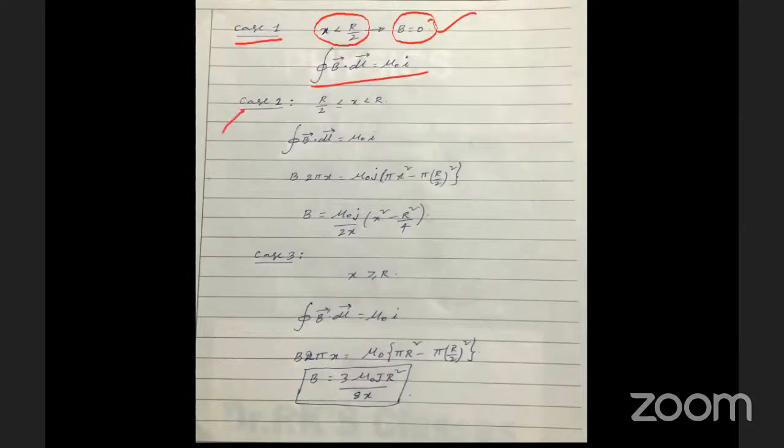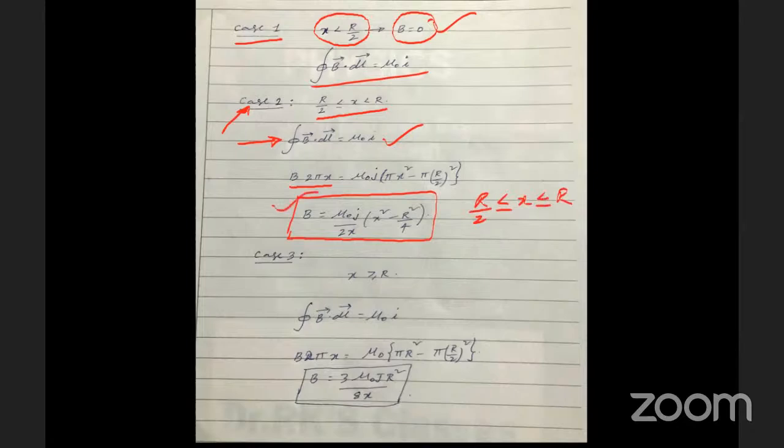Next, take case 2, that is, x lies between R by 2 and R. Apply Ampere's law, the integral of B dot dl is equal to mu naught I, and B into 2 pi x is equal to mu naught times current density into area. From that, you will get the B value as a function of x, where x lies between R by 2 and R.